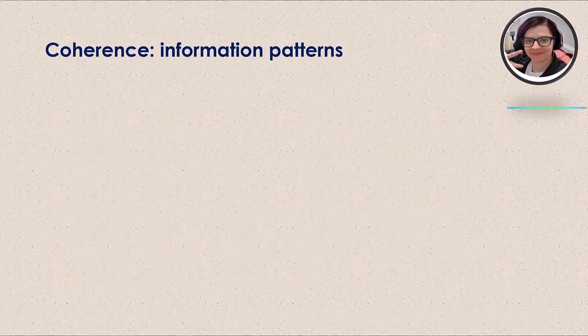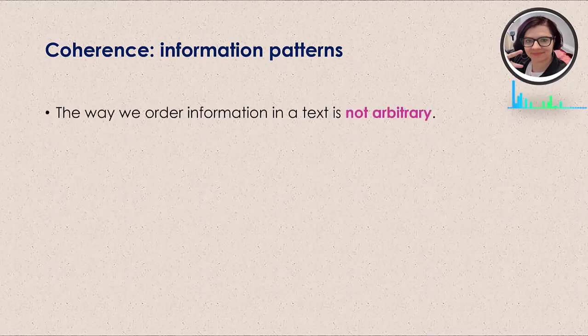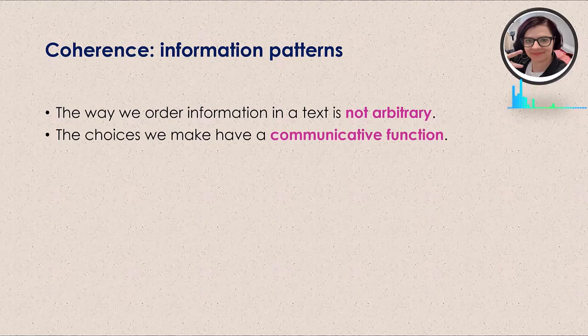Let me walk you through the theory behind information patterns, particularly in written discourse. The way we order information in a text is not arbitrary. There are certain guidelines that we use in order to ensure that the text makes sense, meaning that the text is coherent. The choices that we make actually have a communicative function because it serves a particular purpose, usually related around the meaning and the message that we're trying to convey.